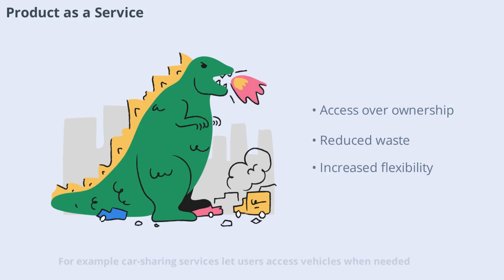Instead of selling products outright, some companies offer them as a service. For example, car-sharing services let users access vehicles when needed, rather than owning them. This model reduces waste, increases flexibility, and aligns with changing consumer preferences for access over ownership.